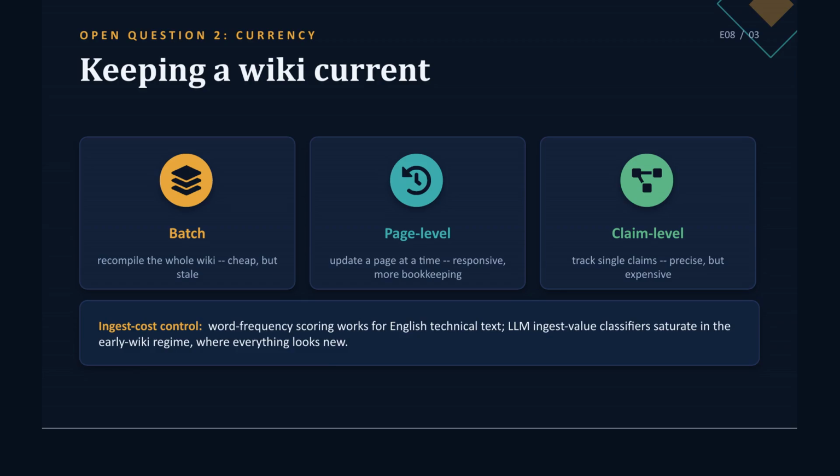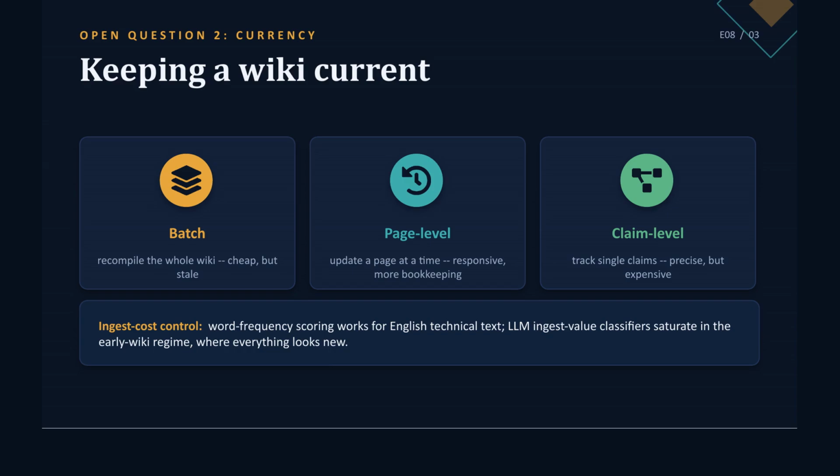The next open frontier is time itself. How should a wiki keep up as its sources change? You have a spectrum of choices. Recompile the whole thing in batches, cheap but stale. Update page by page, more responsive but more bookkeeping. Or go all the way down to individual claims, precise but expensive. Nobody has mapped when each one pays off.